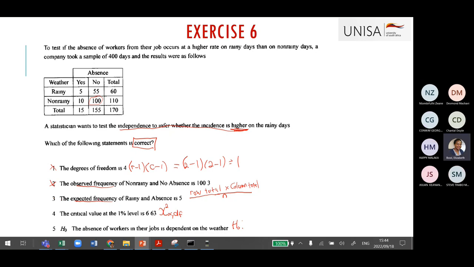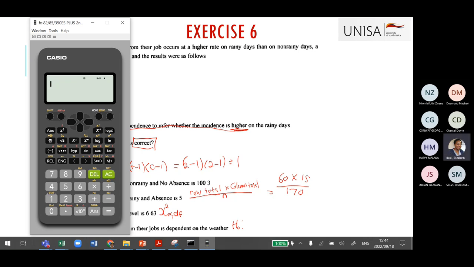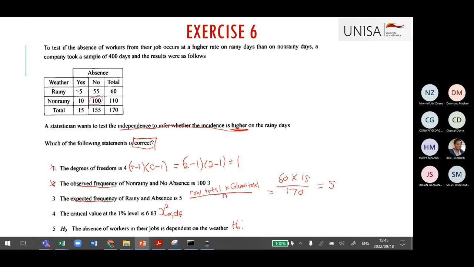What is the expected frequency of rainy and absence? Where is rainy? Rainy and absence is 5. Nope, it's the row total, 60, multiplied by the column total, 15, divided by 170. What do you get? Sixty times fifteen divided by 170. It's 5.3, which is not equal to 5.